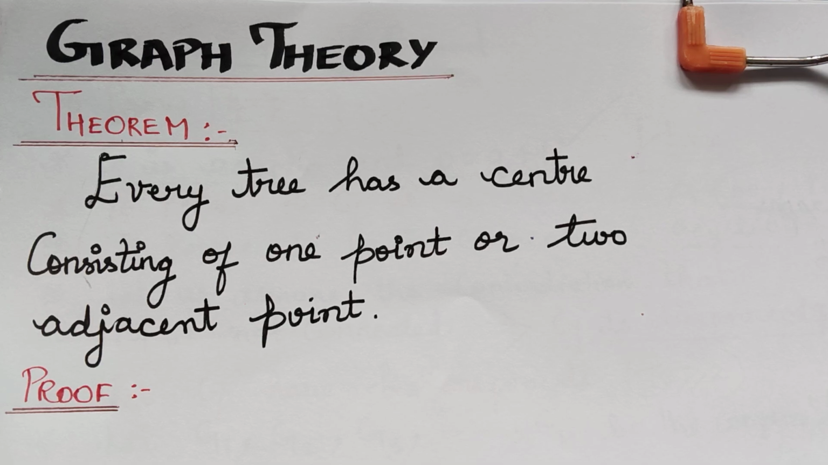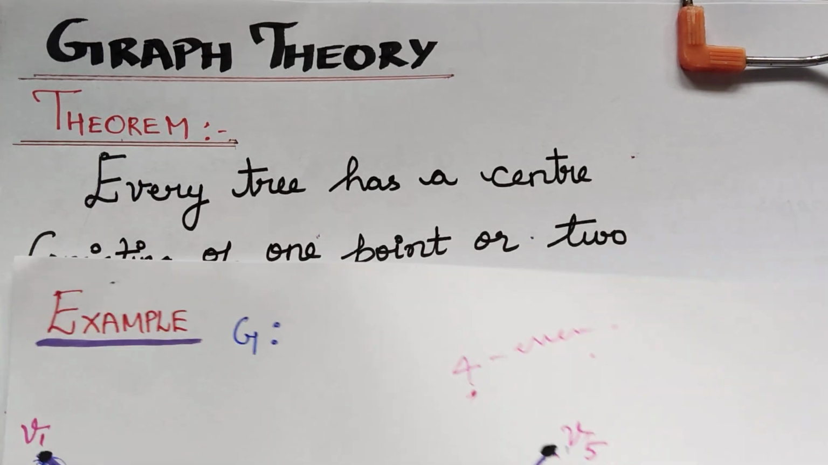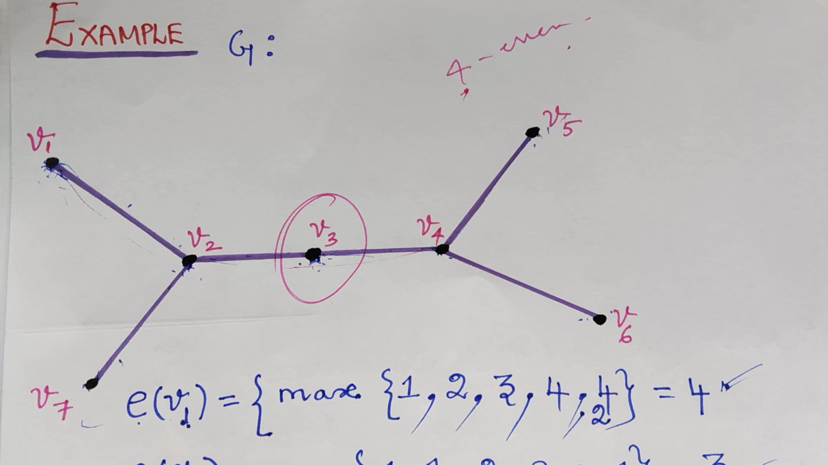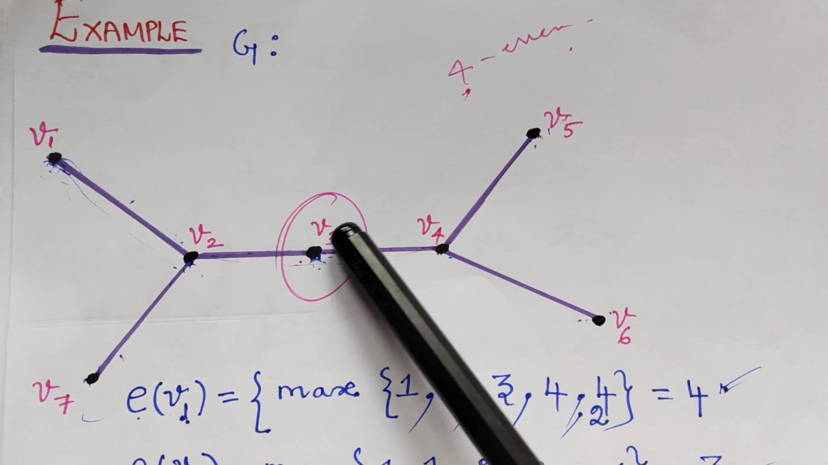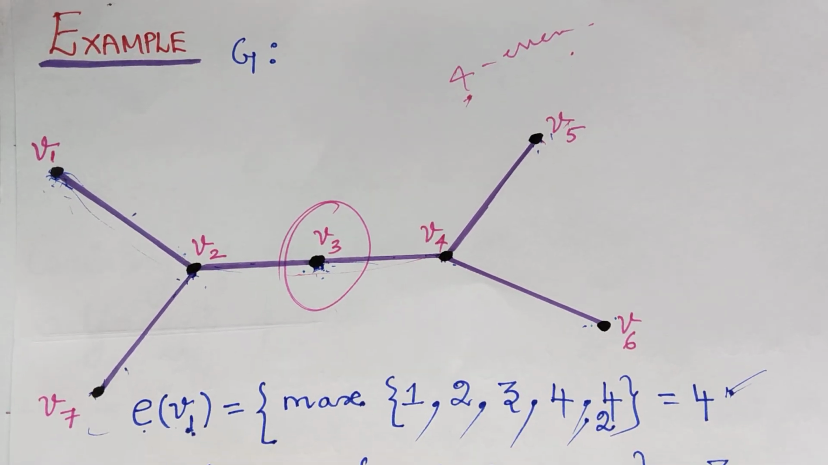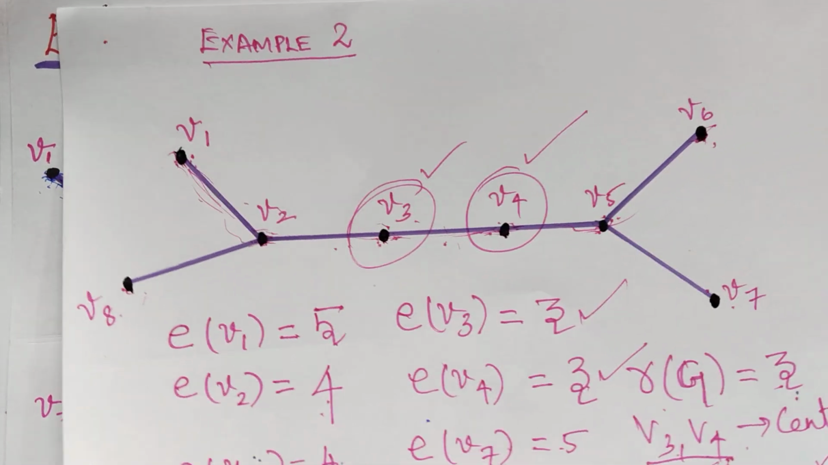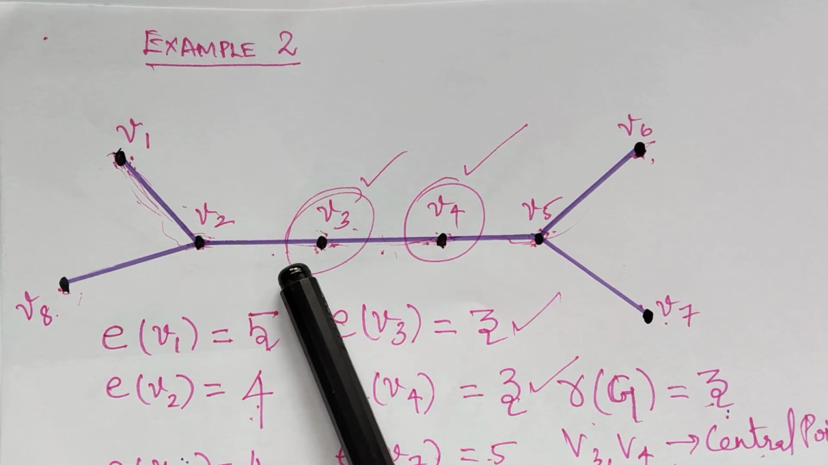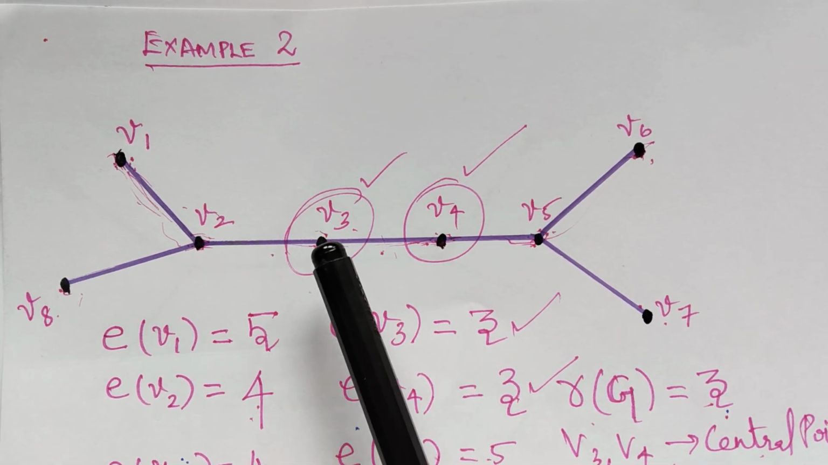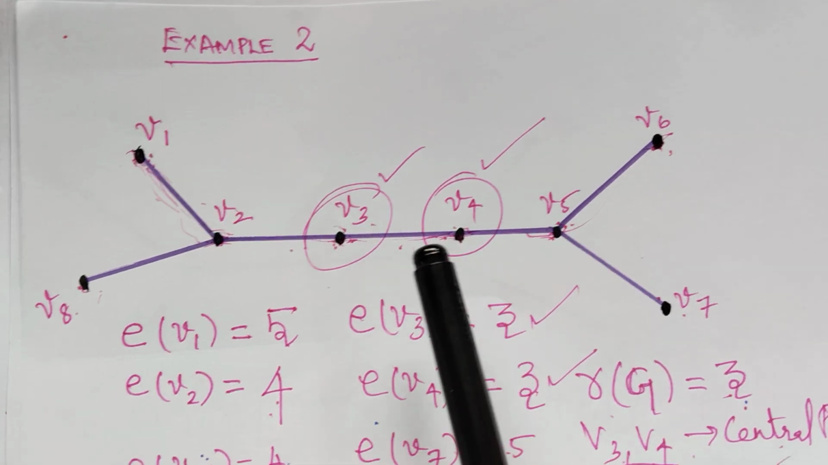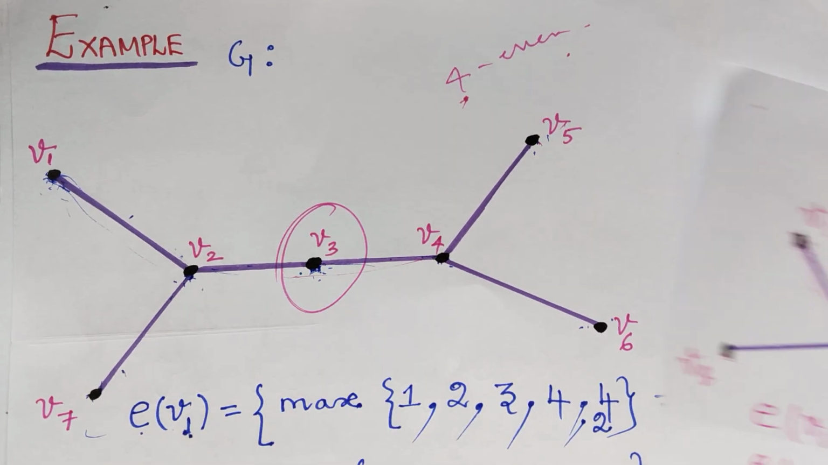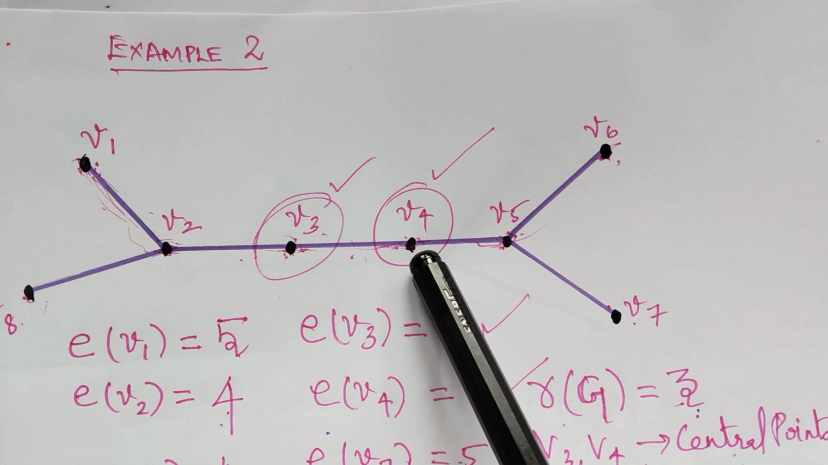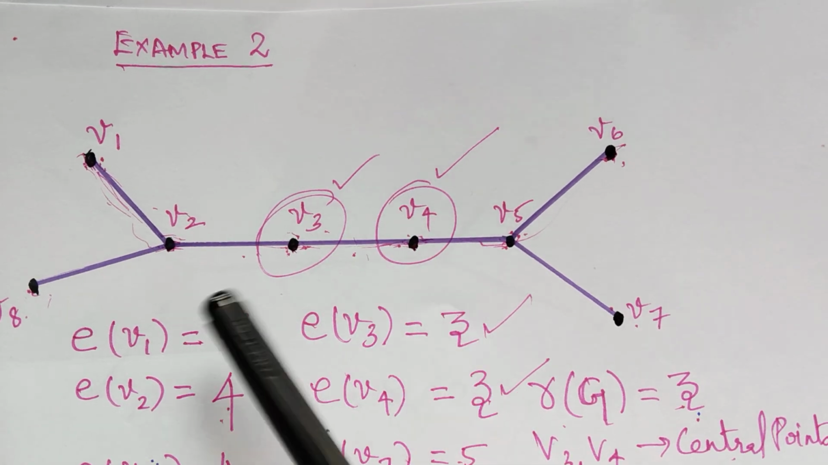adjacent points. In our previous video lecture, we learned two examples where in one of the examples we learned that it had a single central point that was V3, and so the center of the graph G was V3. And in the next example we learned that there were two centers for a graph, V3 and V4, and so the center of G was V3 comma V4. We observed that this is a tree with center as 1 point, and this is a tree with center as 2 points, and we see that those 2 points are adjacent to one another.